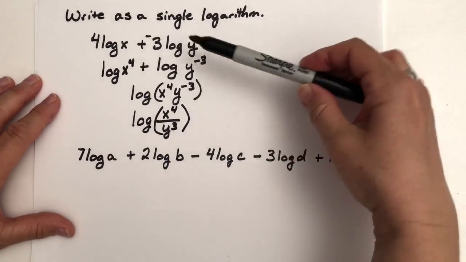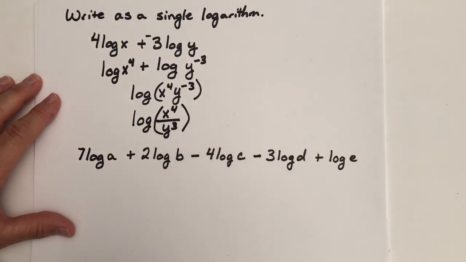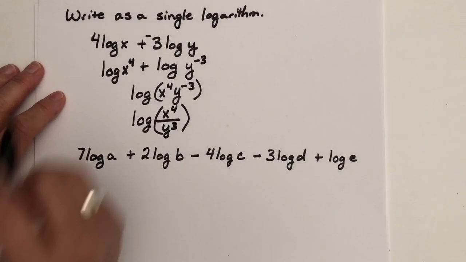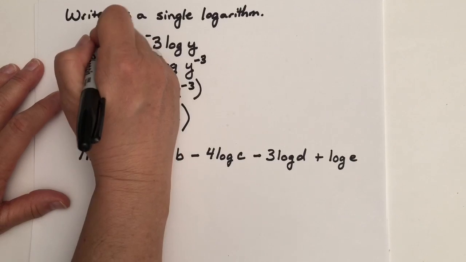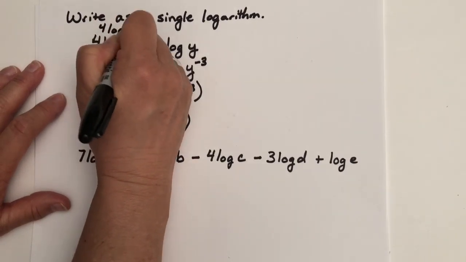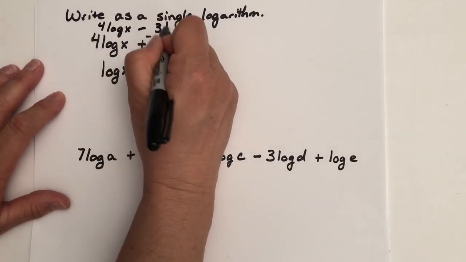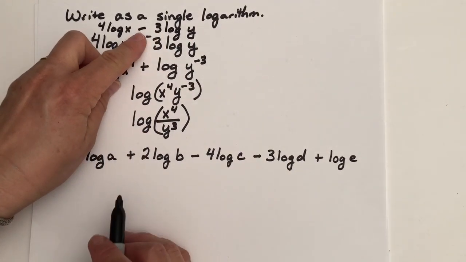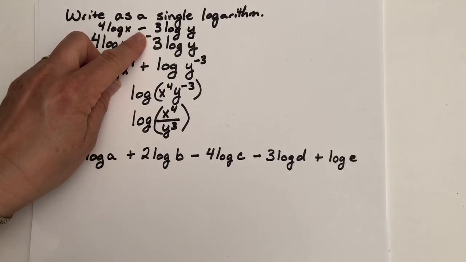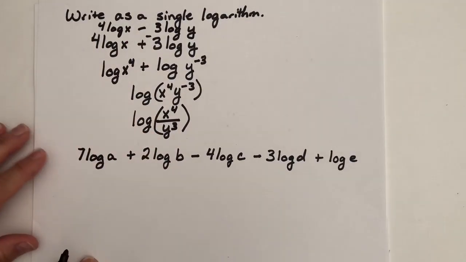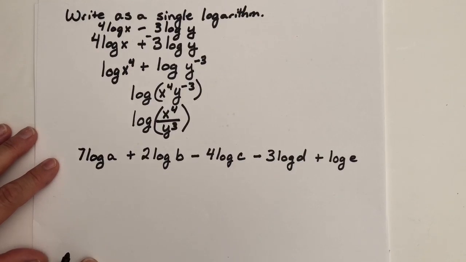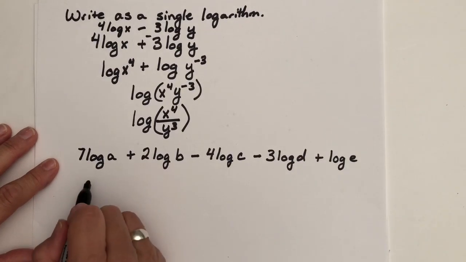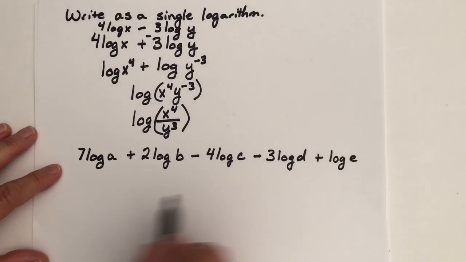Now I wanted to show you all of this detail because here's what I wanted to get to. The fact that when you have, I wish I hadn't changed the original problem, it was 4 log x minus 3 log y. When you see a term that is preceded with a negative, we expect it to go to the denominator in your result. In fact, let's look at this one. Let's condense it or write it as a single logarithm.